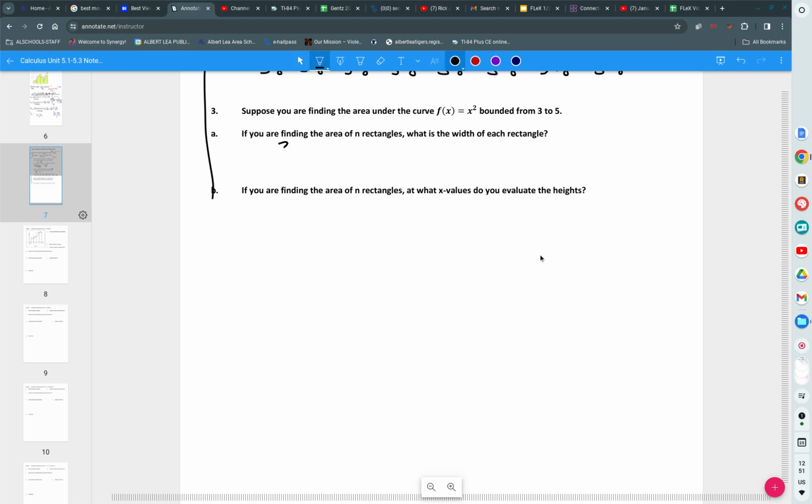5, 4, 3, 2, 1. I have 2 over n. I took 5 minus 3 and I divided it by n. I got 2 over n. Everybody clear on that?